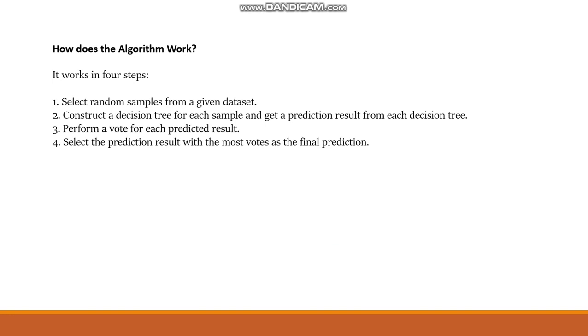How does the algorithm work? It works in four steps. Select a random sample from a given dataset. Next, construct a decision tree for each sample and get a prediction result from each decision tree. Next, perform a vote for each predicted result. Next, select the prediction result with the most votes as the final prediction.